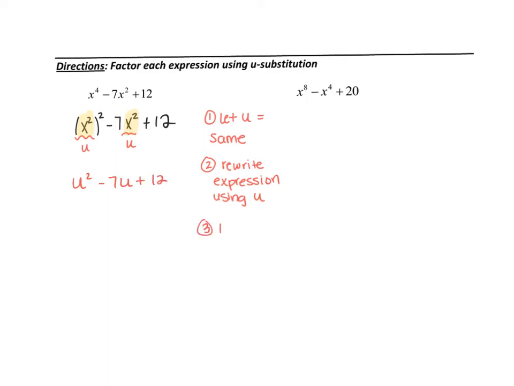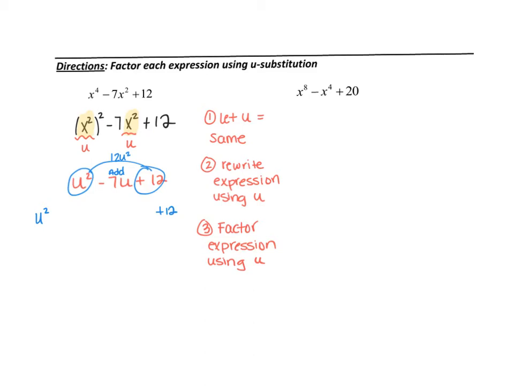Now step 3 will be to factor the expression using U. And how we would do that is the same thing as we did before. We would use the AC method. So this times this is 12 U cubed, and we want to find those factors that add to negative 7U. So we'll bring down the first term, which is U squared. We'll bring down the 12, and we'll find the factors that add.